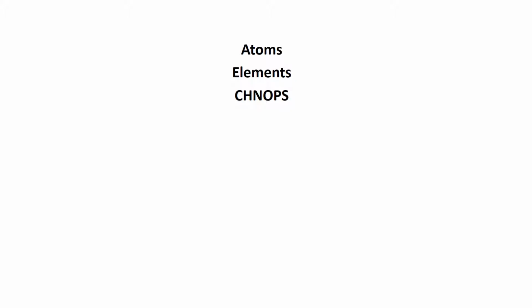In this lesson, we saw that all matter is composed of atoms. Atoms are the smallest units of matter. And the different types of atoms are called elements. And we saw that the 6 most important elements in biology are the CHNOPS elements: carbon and hydrogen, nitrogen and oxygen, phosphorus and sulfur.